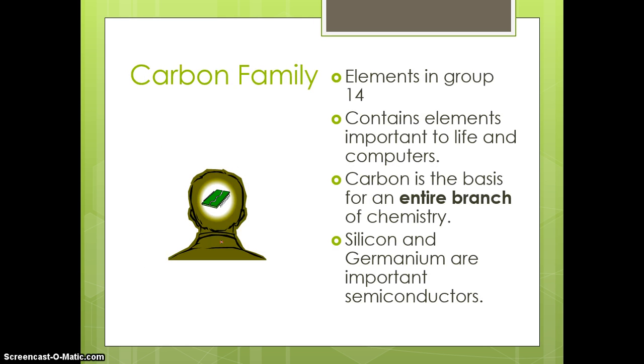The carbon family is one of the most important in terms of biology. There's an entire branch of chemistry based on studying carbon because it is able to bond to 4 different atoms. This makes it much more likely to create large structures, and so a lot of carbon-based compounds have a lot of unique properties. Within the same group, silicon and germanium are important semiconductors, so they're found in a lot of electronics.